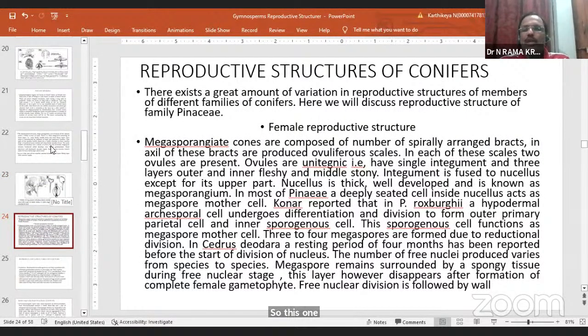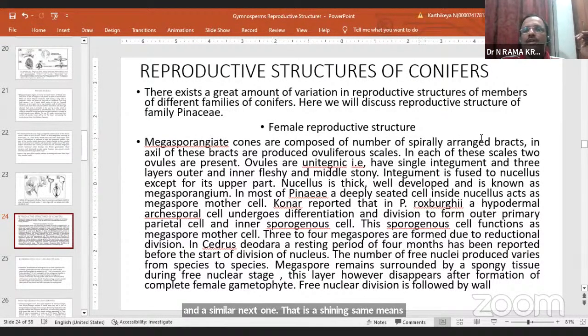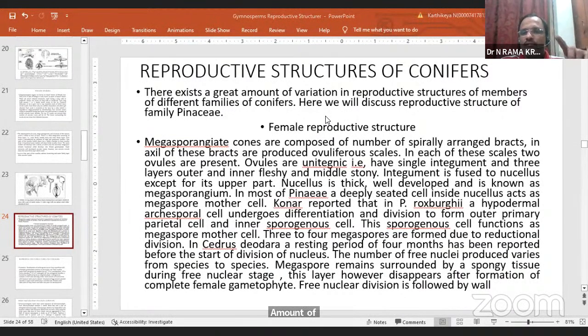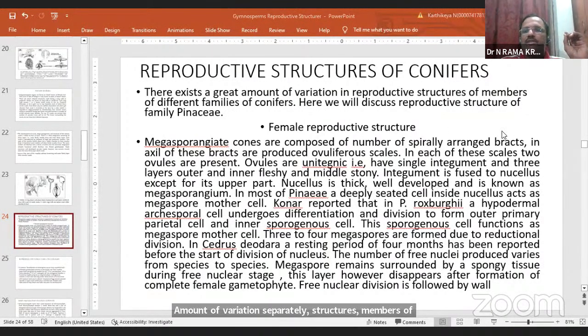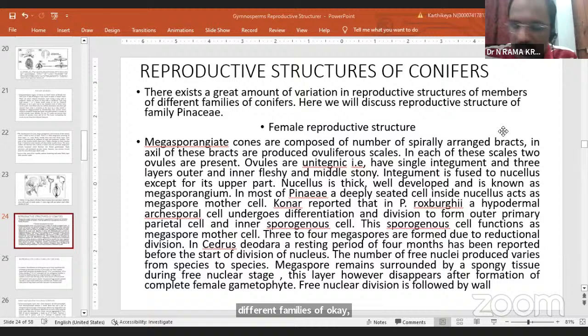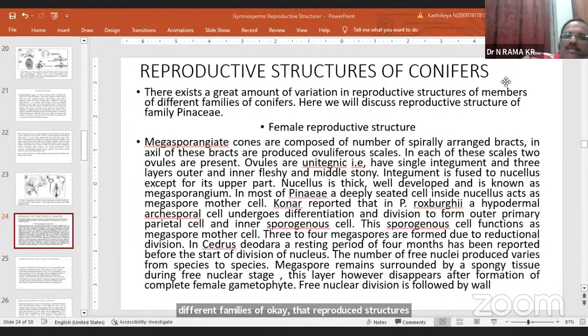This one is in Ginkgo biloba, and a similar next one is in conifers. Here, a little more advanced special features we are looking at. There exists a great amount of variation in reproductive structures among members of different families of conifers. Here we are looking at the reproductive structures of Pinus, the most important among the conifers.